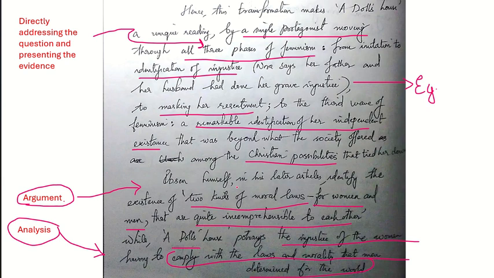Now Ibsen himself in his later articles identified the existence of two kinds of moral laws for women and men. So now she's giving an argument, and she's also giving an analysis for it, how the moral laws are different for men and women, that are quite incomprehensible to each other. While A Doll's House portrays the injustice of the women having to comply with the laws of morality that men determined for the world. So these were the two kinds of moral laws. One was for the women, and the other was made by the men, and how the women were subjugated to such laws. So if you're presenting an argument, you are connecting it with evidence from the text.